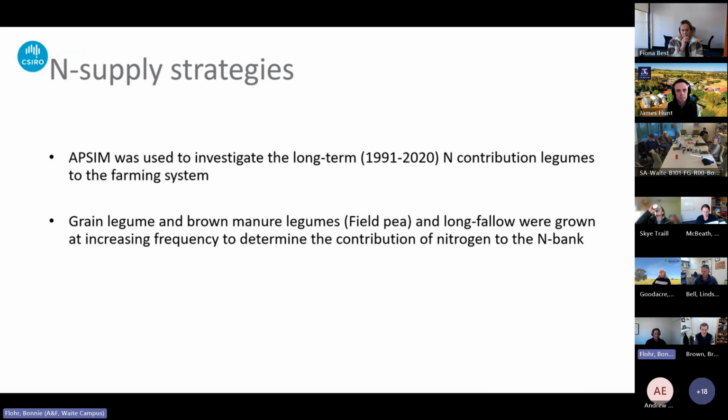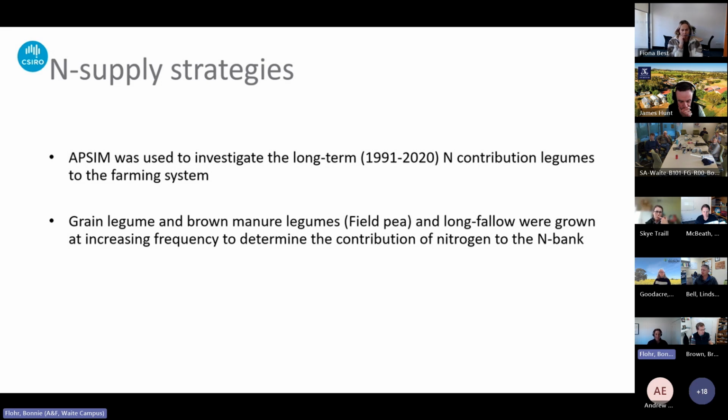So a bit now on the method of setting up the simulations. We used APSIM to look at the long term, so the years 1991 to 2020, to look at the N contribution of legumes. So grain legumes and brown manure legumes, which in the talk I refer to as cover crops, because we were targeting an international audience with the paper, but it's the same thing as a brown manure. So that's when the legume crop is terminated at potting, and the grain legume is taken through to harvest.